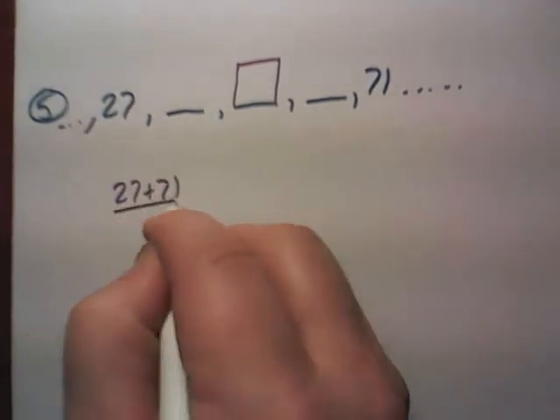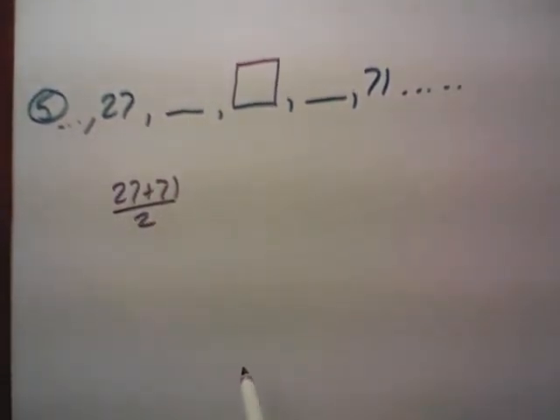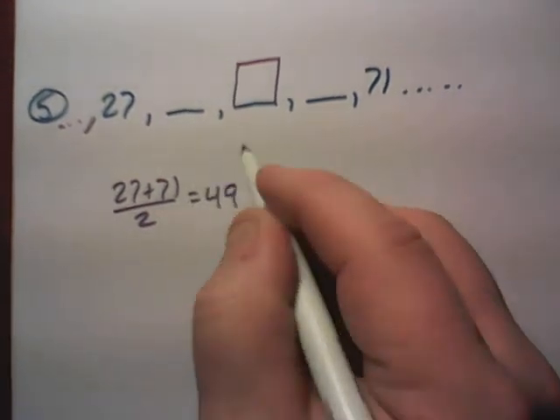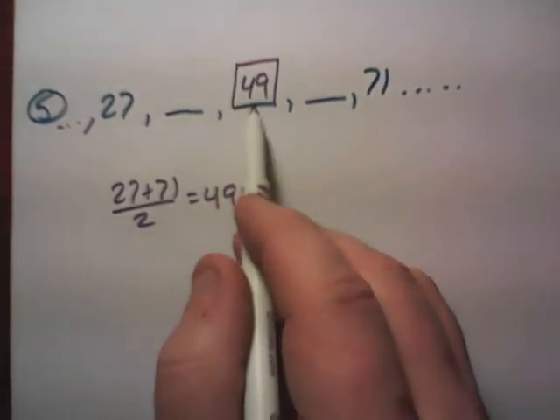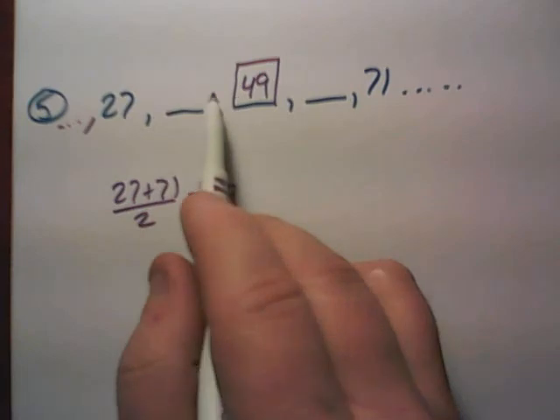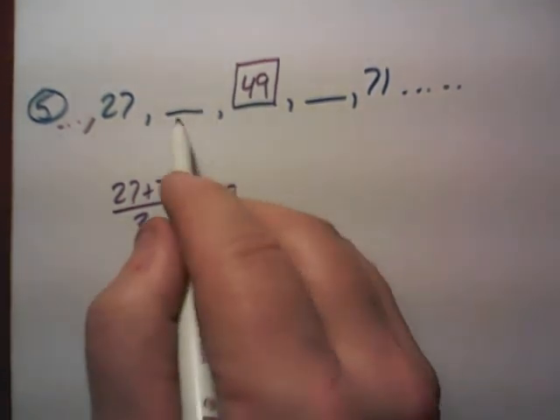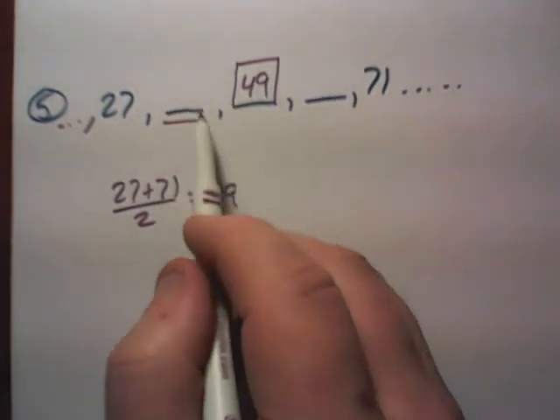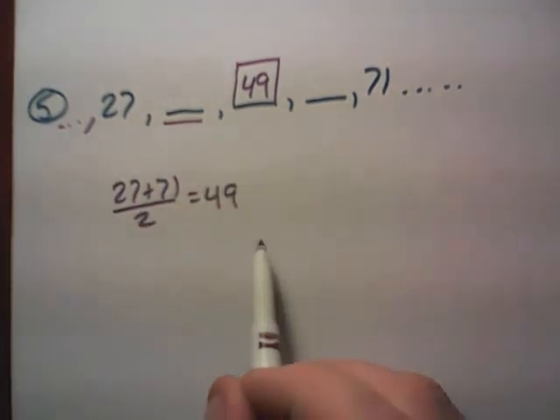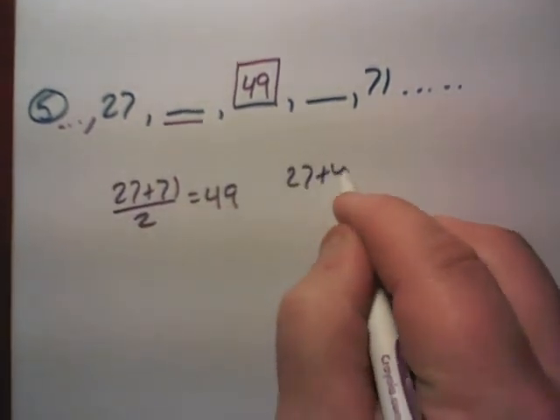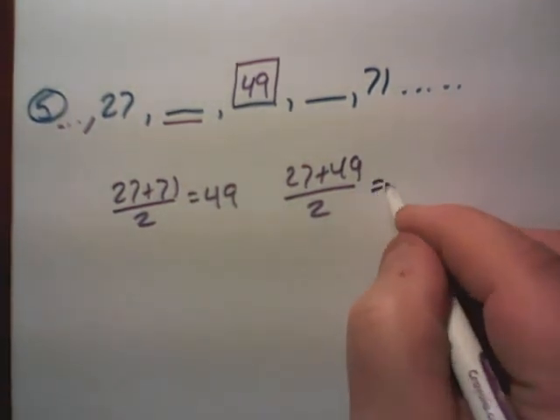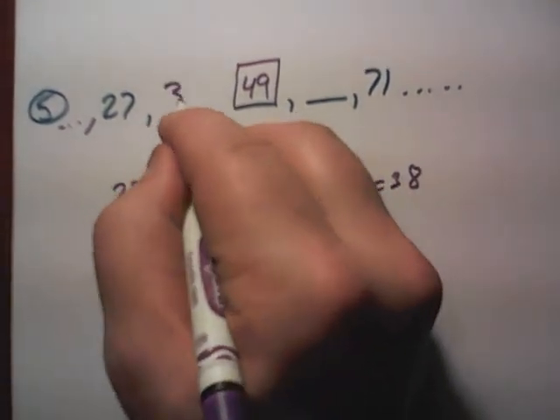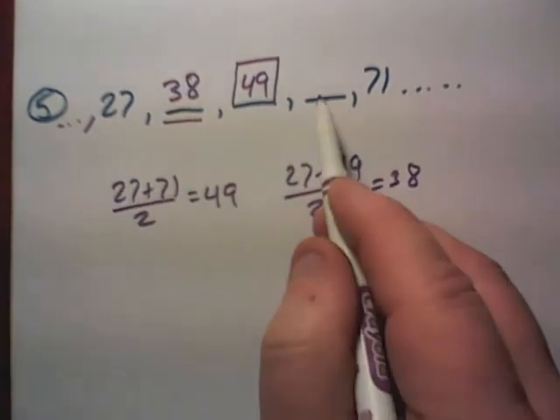So we can start by taking 27 plus 71 divided by 2. That is equal to 49. So that means the arithmetic mean of 27 and 71 is 49. Once we get that number, then we can use it to find the other two numbers. For example, the number that goes here is the arithmetic mean between 27 and 49. So I can take 27 plus 49 over 2, which is 38. So this number is 38.